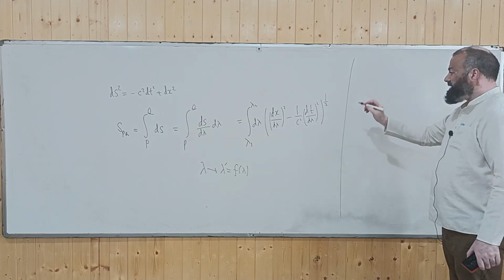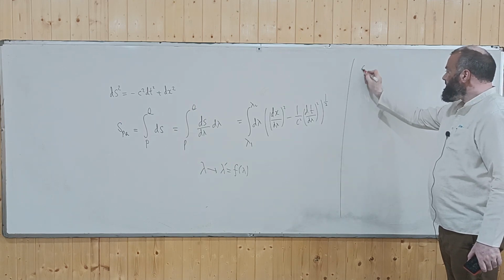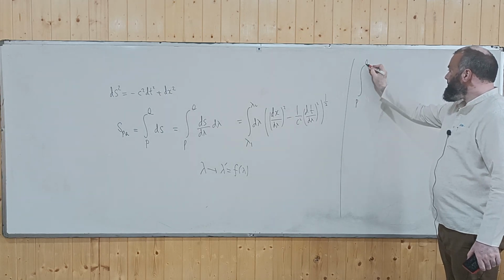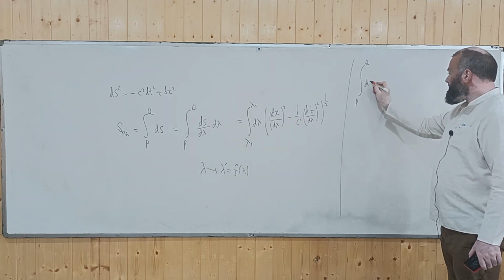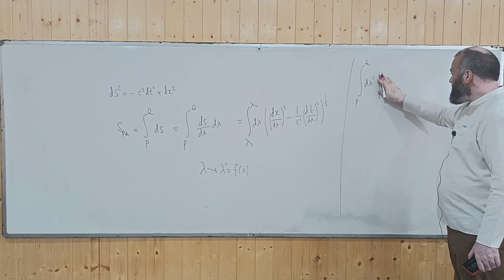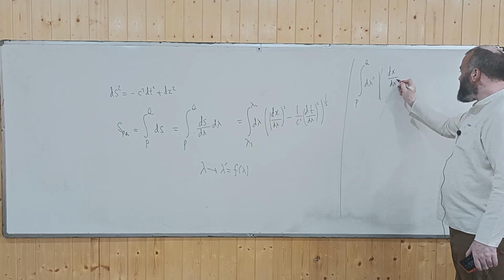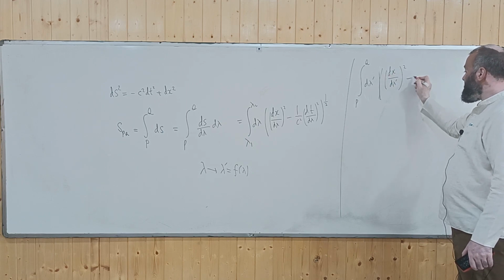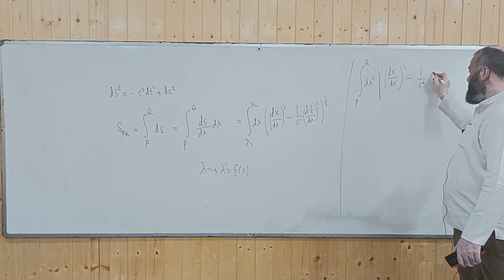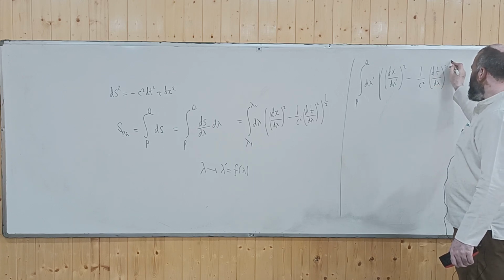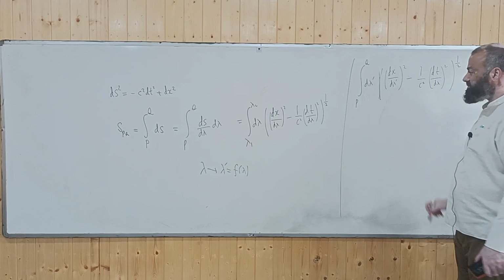Okay, so let me write this in the primed frame of reference. You take from point P to Q. Let me write it in the primed frame like this: dx by d lambda prime, whole square. I am defining it in the primed frame, and we will show this is actually the same as in the unprimed frame. Clear?